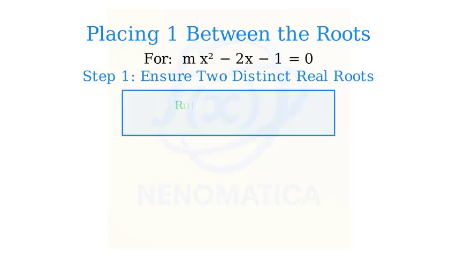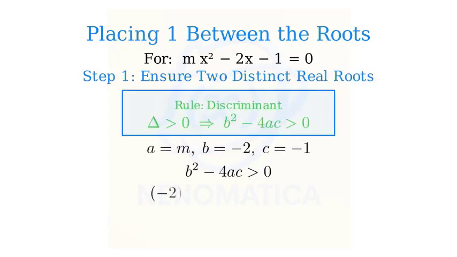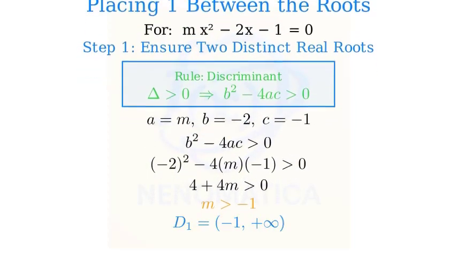Step 1. Ensure the quadratic has two distinct real roots. The rule is the discriminant must be greater than 0, that is delta greater than 0, or b squared minus 4ac greater than 0. In our equation, a equals m, b equals negative 2, and c equals negative 1. Substituting gives 4 plus 4m is greater than 0. So m is greater than negative 1. We will call this set D1.